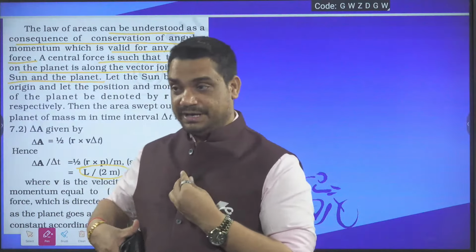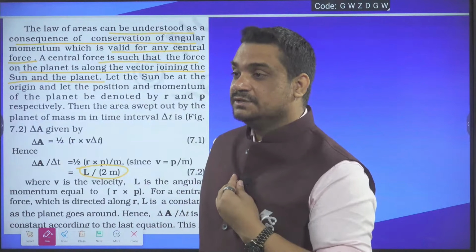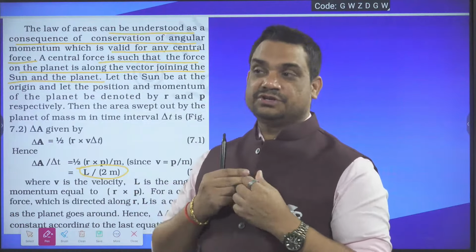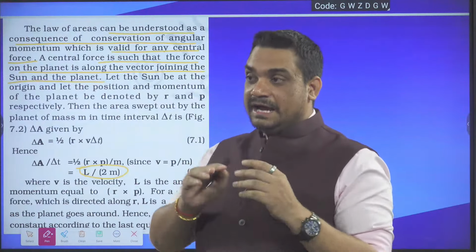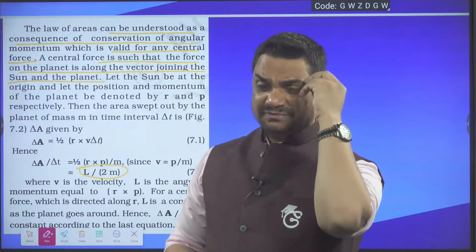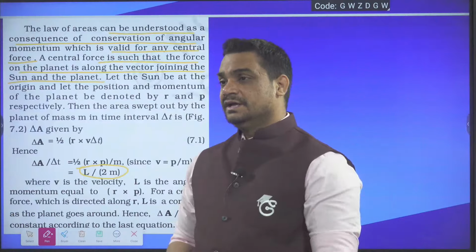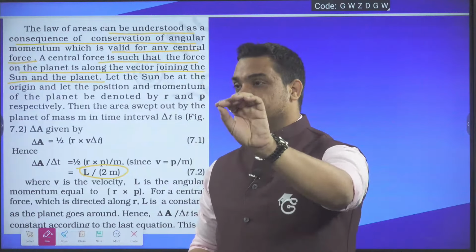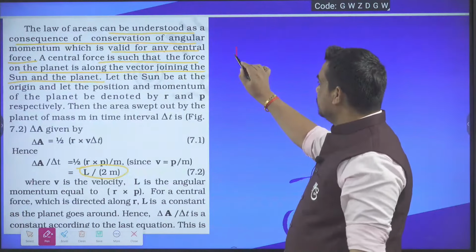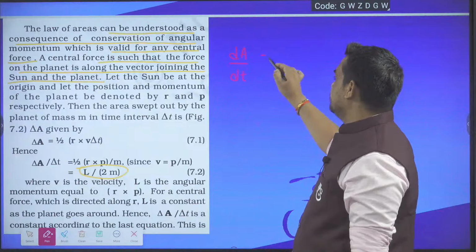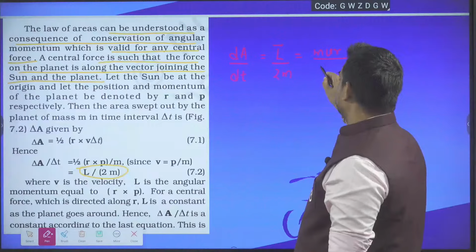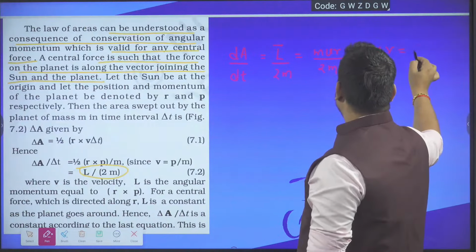First of all, you need to remember that the law of area can be understood as a consequence of conservation of angular momentum, and angular momentum is conserved for any central force. I will take one question on this where a lot of people can make mistakes. For any central force, conservation of angular momentum holds, and from there we get dA by dt. So remember that dA by dt is always equal to L by 2m, which is mvr divided by 2m, so vr is constant.